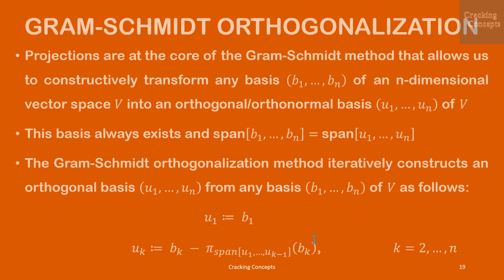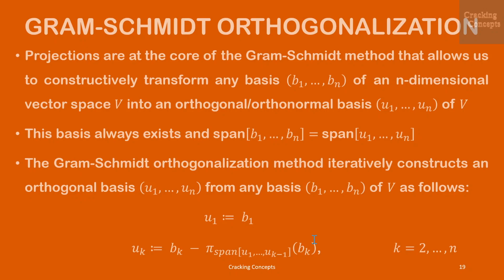Now we'll look into Gram-Schmidt orthogonalization. Projections are at the core of the Gram-Schmidt method that allows us to constructively transform any basis b1, etc., bn of an n-dimensional vector space V into an orthogonal or orthonormal basis u1, etc., un of V. This basis always exists, and the span of b1, etc., bn will be equal to the span of u1, etc., un.